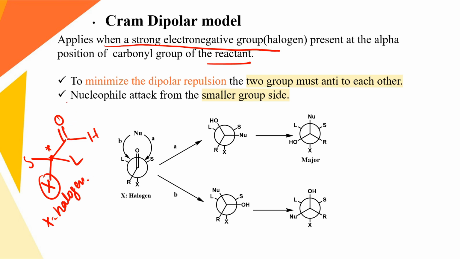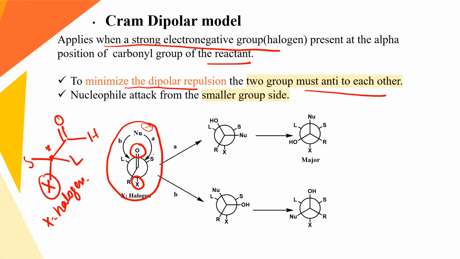Then what happens, you have to draw your transition state in such a way that the carbonyl oxygen and the halogen group are present 180 degrees apart to eliminate the dipolar repulsion. To minimize the dipolar repulsion, the two groups must be anti to each other, and this will be your starting Newman projection. And from there, you have to check the nucleophile attack.